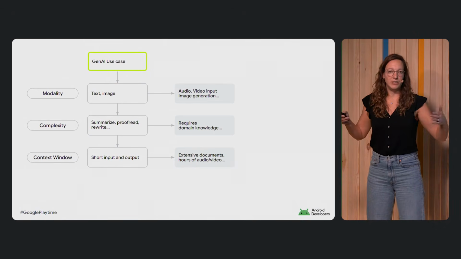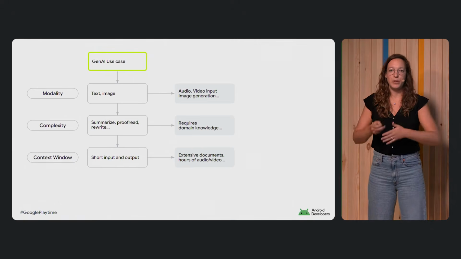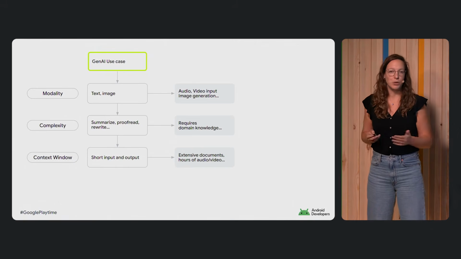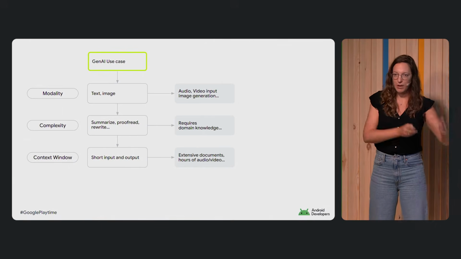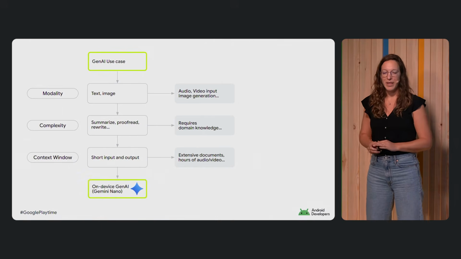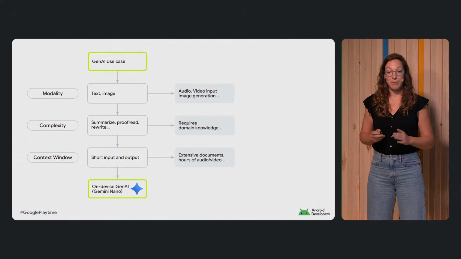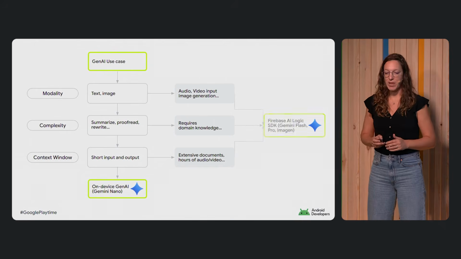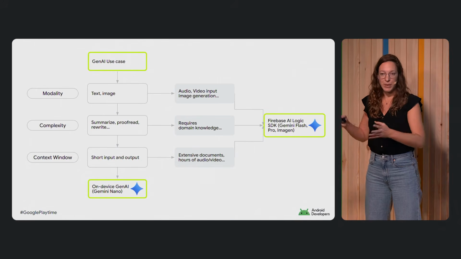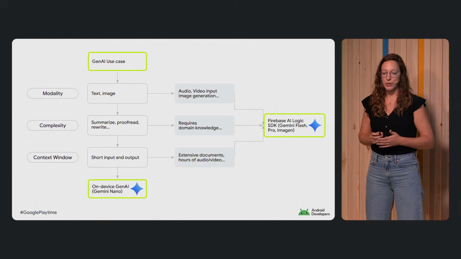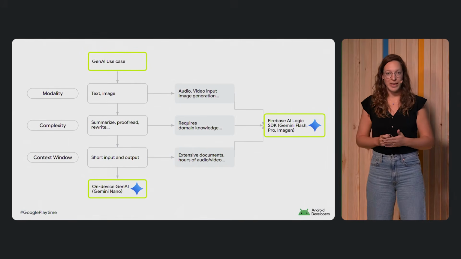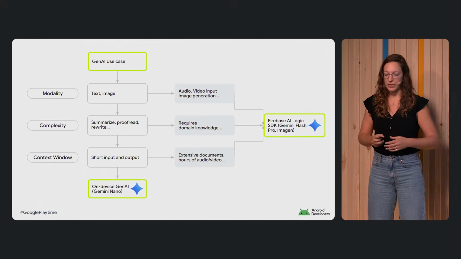So are you analyzing short input and output, or do you need much more extensive documents or hours of audio and video? Now, if you're all in the white boxes here, then on-device GenAI might actually be a really good choice for you using Gemini Nano. However, if you're more in the gray areas, then it's quite probable that you want to look at the Firebase AI Logic SDK, which runs the more powerful models in the cloud.